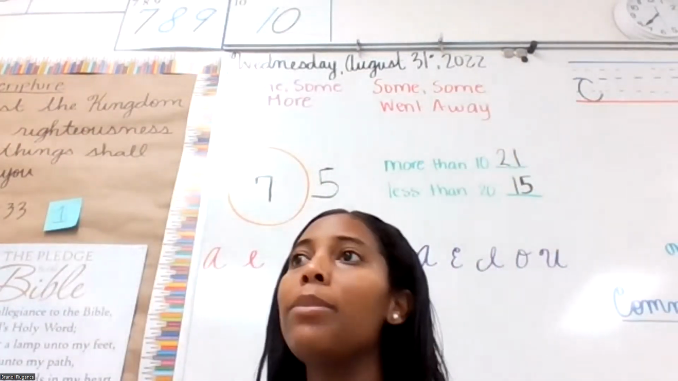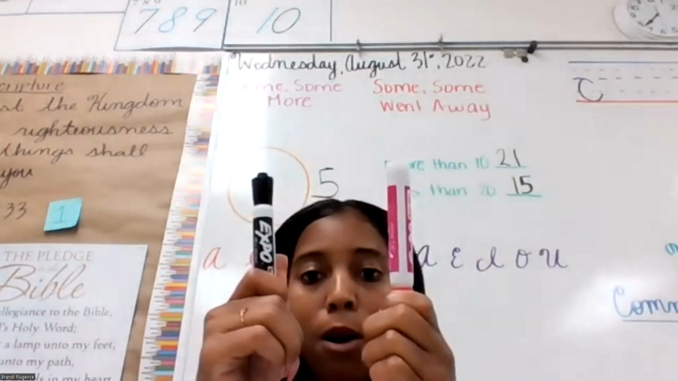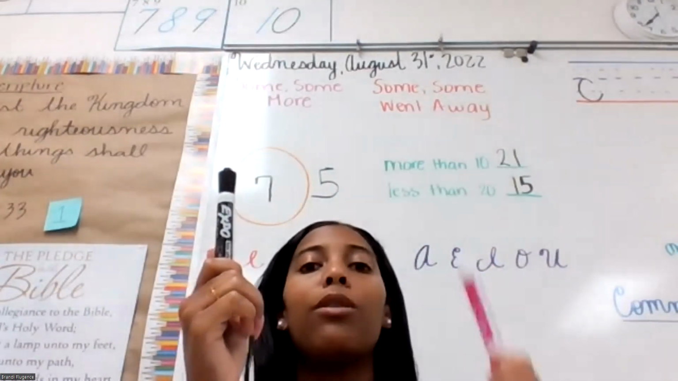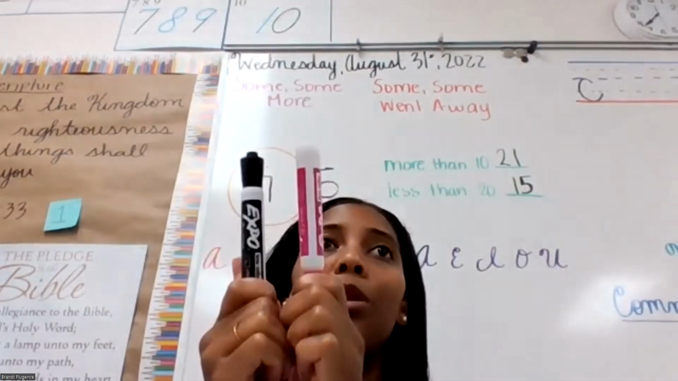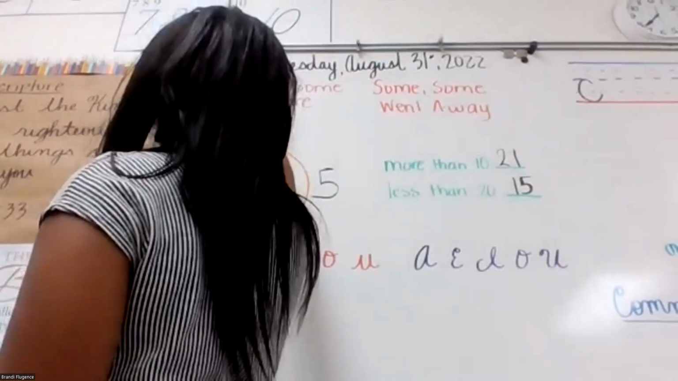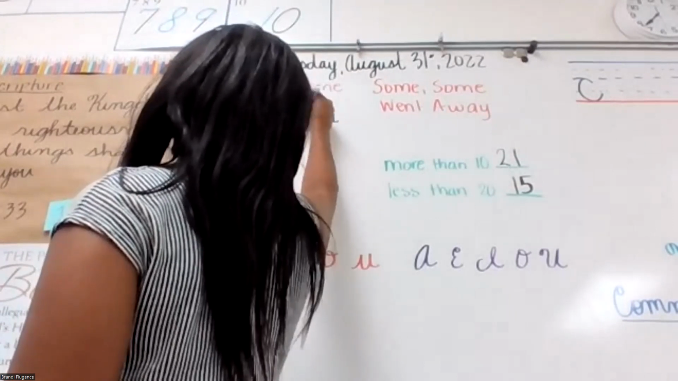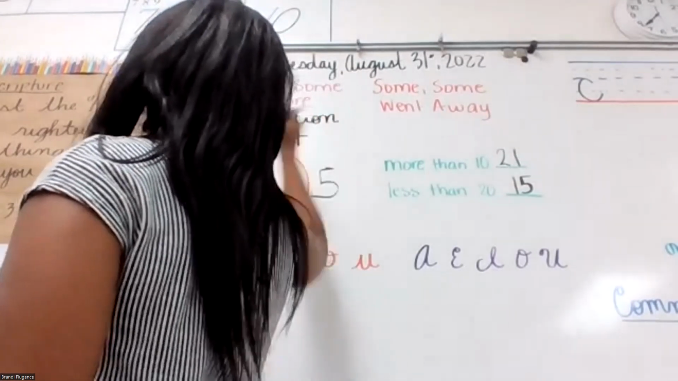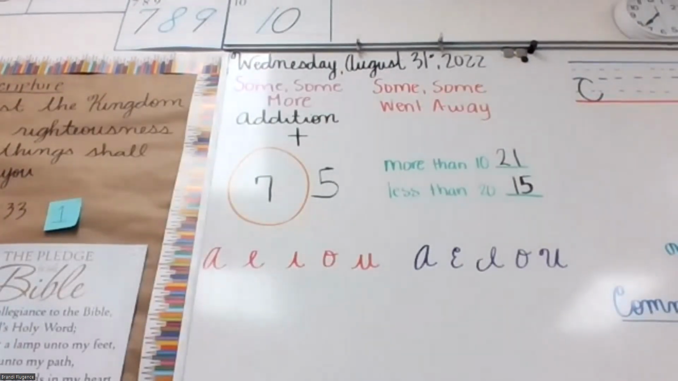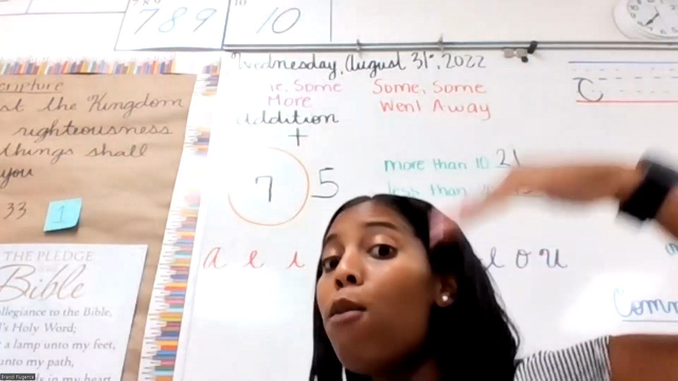So remember, some more means I had some, then I added some more, now I have more. You will always start with a certain amount, but you'll end up with more than what you started with. Some more. So that's an addition. Remember, that's what I said yesterday? An addition story problem. What symbol do we use? The plus symbol to show some more. Those are addition. We're adding. That's why we say more.